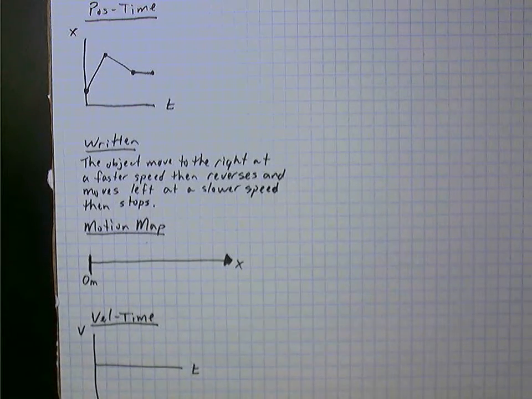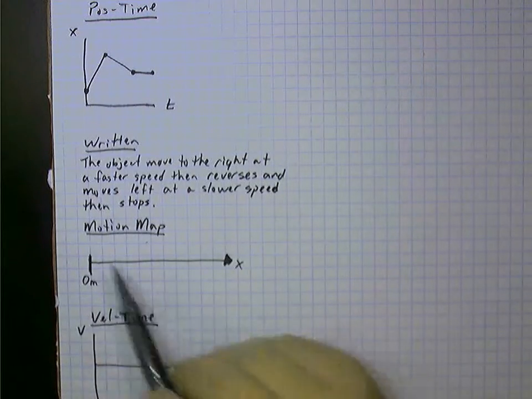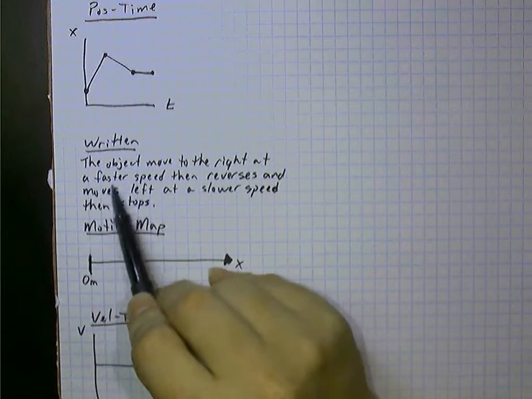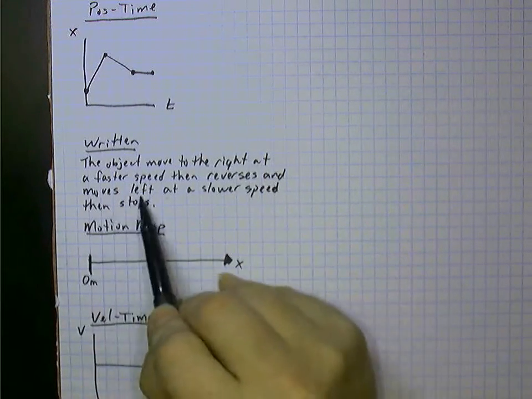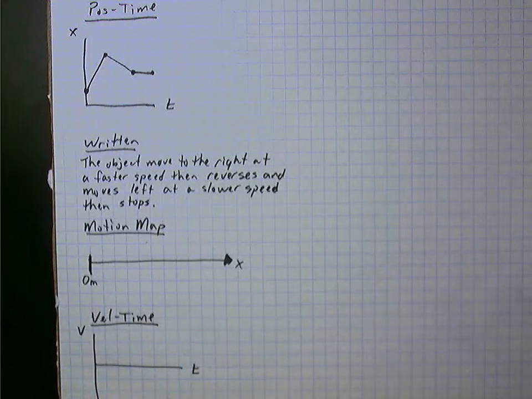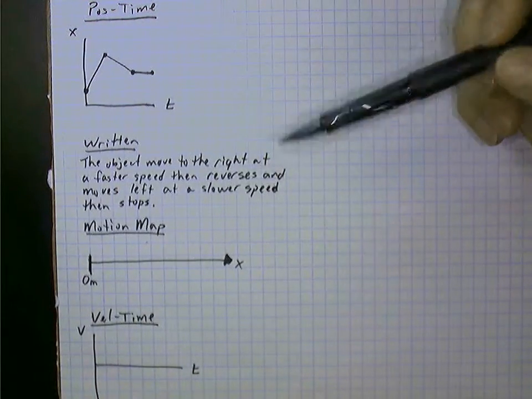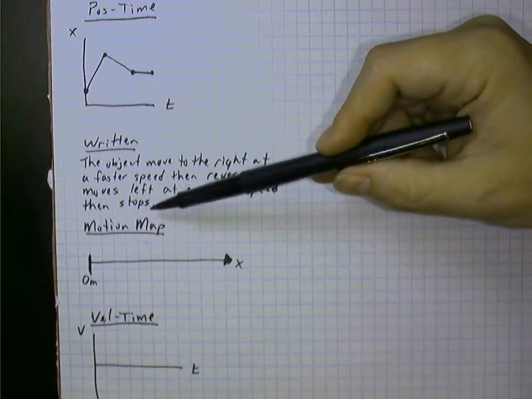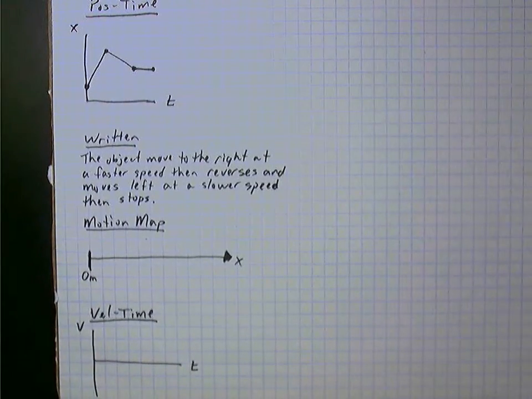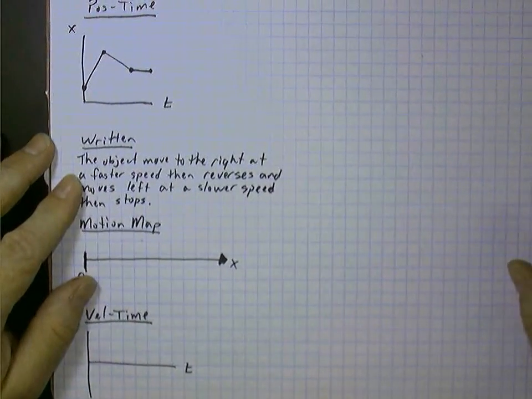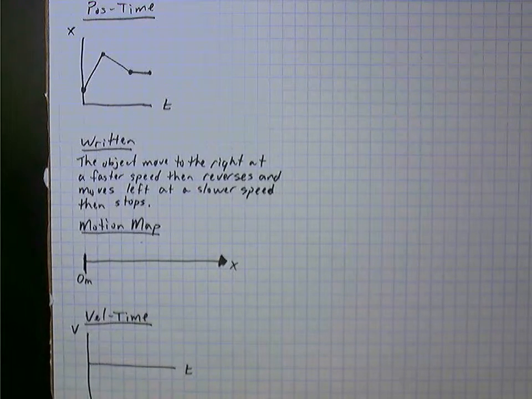It's important to use comparative words like faster and slower, and to use words like constant. If it's moving at a constant speed, I probably could have written moves right at a faster constant speed, reverses, moves left at a slower constant speed. I probably should have added constant to that description. Stops, or remains motionless, is another way you can say that, remains motionless for a time.